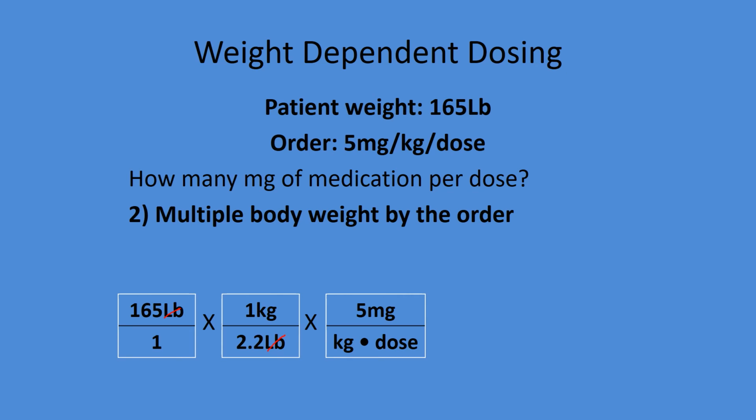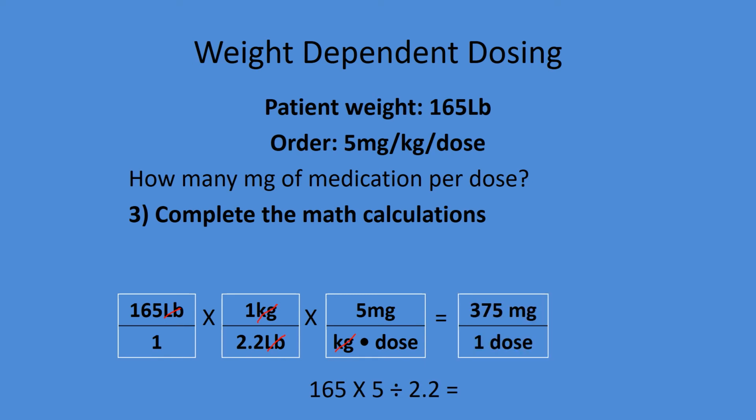So we have the order of 5 milligrams per kilogram per dose. So how many kilograms they have, you'll give them 5. So it's written this way, but the expression is like this: 5 milligrams per kilogram dose. That way our units cancel out, and our question asks for milligrams per dose, and we're left with milligrams per dose. Complete the math calculations, and you should end up with 375 milligrams per dose.